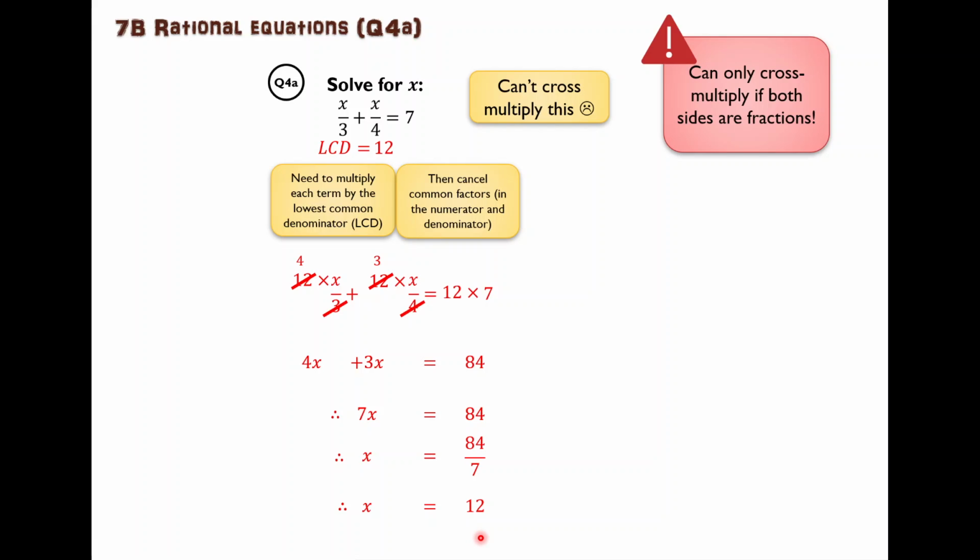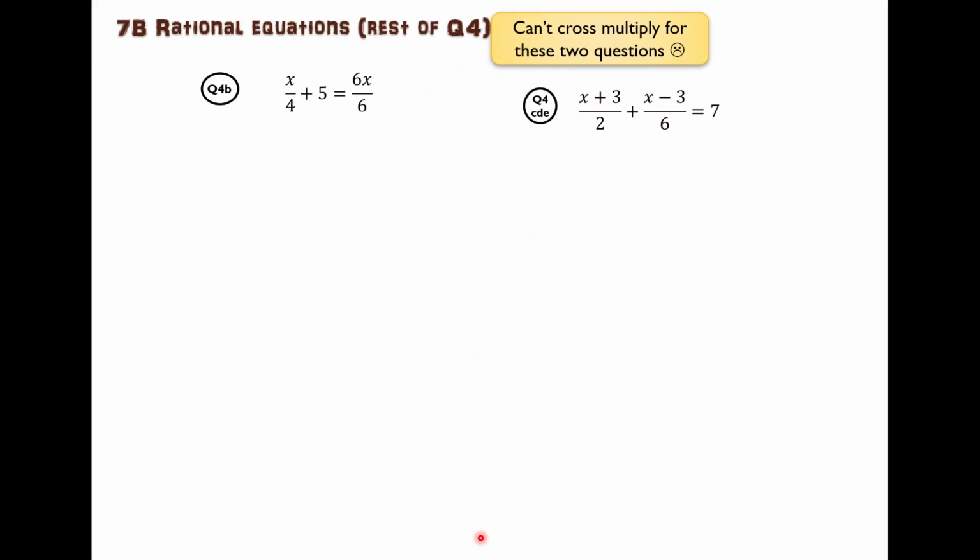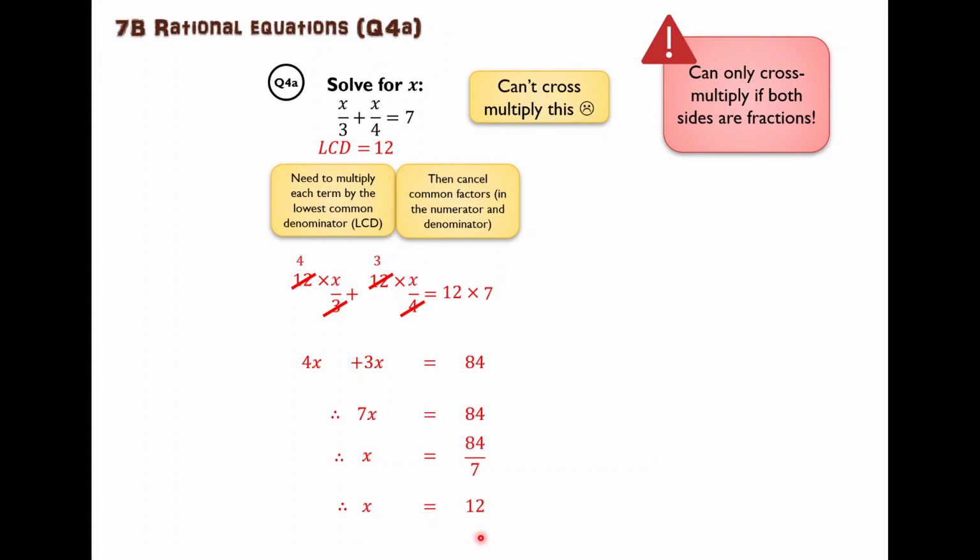So I might pause the video here and then do the other questions, just to show you the other questions. These ones in the next slide. But I just want you to take a moment to pause and reflect on what happened here. The lowest common multiple, and then I multiplied each term by the lowest common multiple, lowest common denominator. If you're not sure about lowest common denominator, then you'll want to practice that first as a bit of a tip.